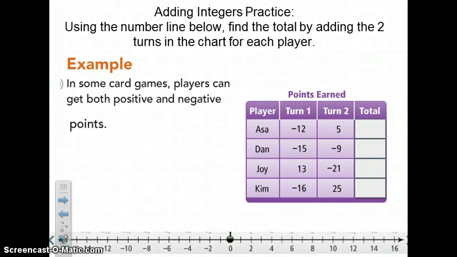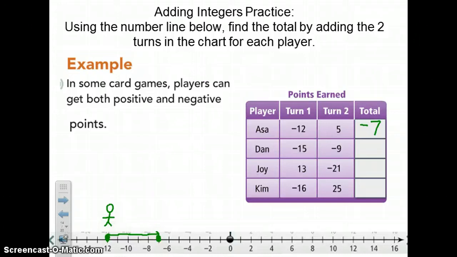We have our first player who on turn 1 had negative 12 points, and on the second turn they had 5 points, so we want to total that up, and we're going to start at negative 12. So I'm going to put a dot at negative 12. Here's our little man. Okay, and we're going to move 5 places forward because 5 is a positive integer. So 1, 2, 3, 4, 5. And so this is going to be our new location, which is negative 7.